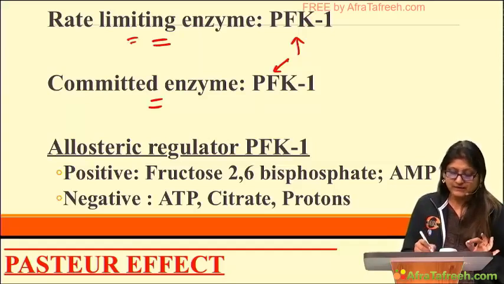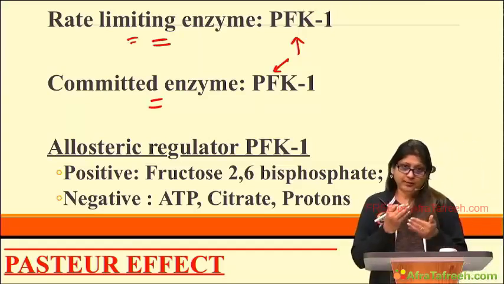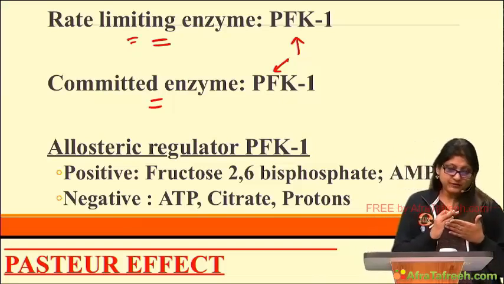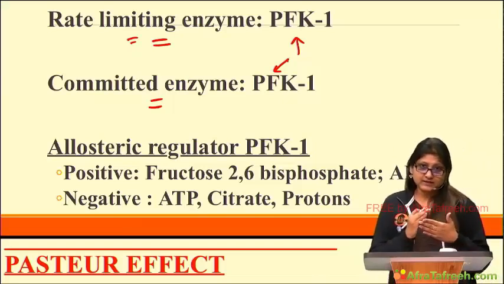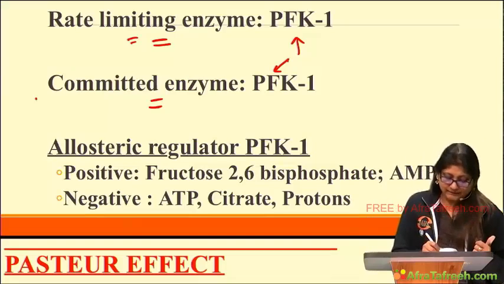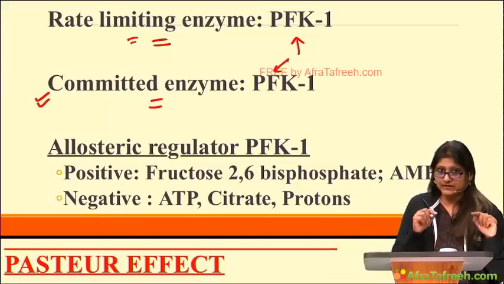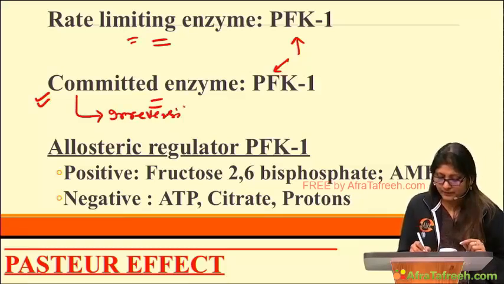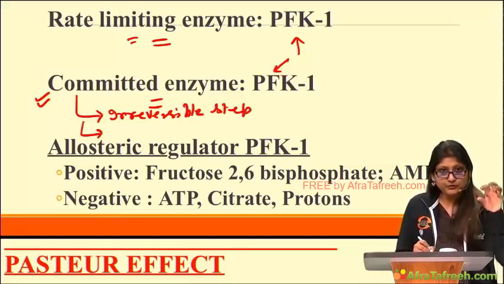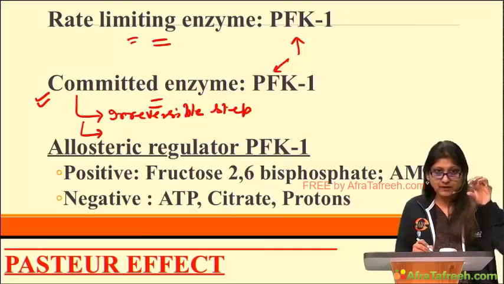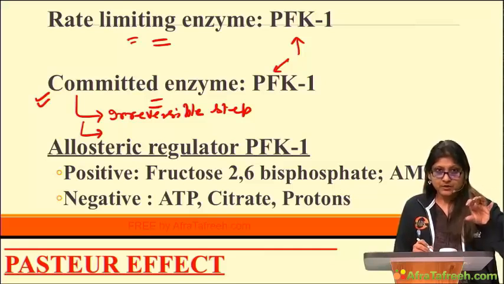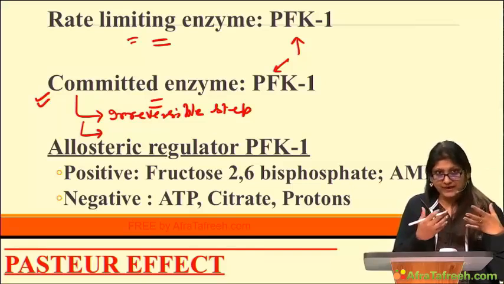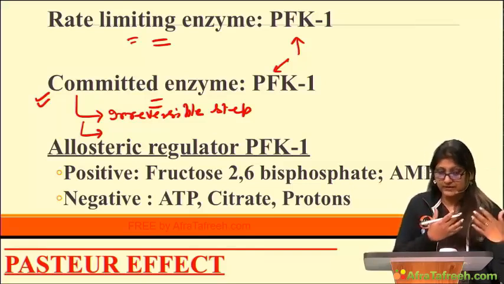Rate limiting enzyme, which determines the rate of the biochemical pathway. So it is PFK1 which is acting as a rate limiting enzyme. And when we say committed enzyme, that is also incidentally PFK1. So when we are talking about a committed enzyme, number 1, it should be an irreversible step, and number 2, it should produce some metabolite which is committed to that pathway. So if you talk about glucokinase, you may ask me, oh, glucokinase is also irreversible, that will be committed.